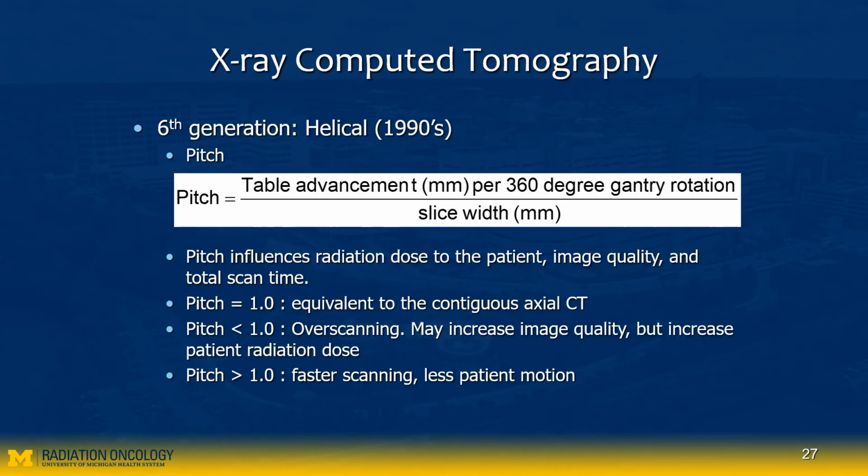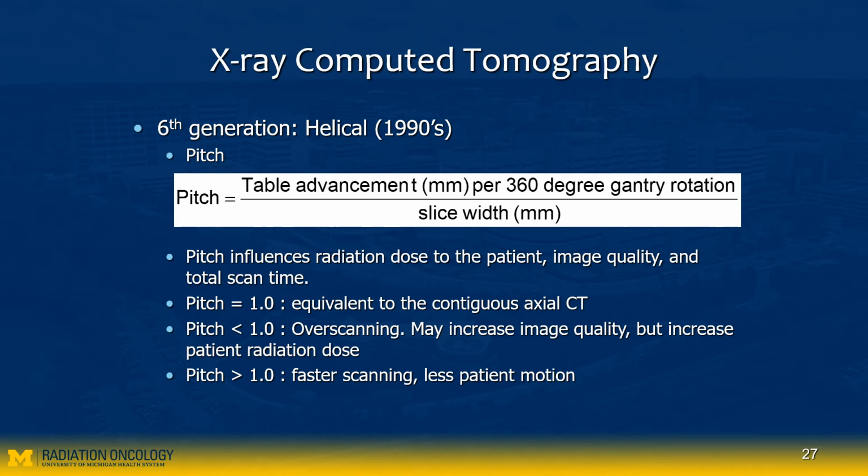In this 6th generation helical CT scanner, there is this parameter we have to define as a pitch. Pitch is defined as table advancement per 1 full rotation of the gantry divided by the slice width. Okay, so pitch influences radiation dose to the patient, the image quality and total scan time.